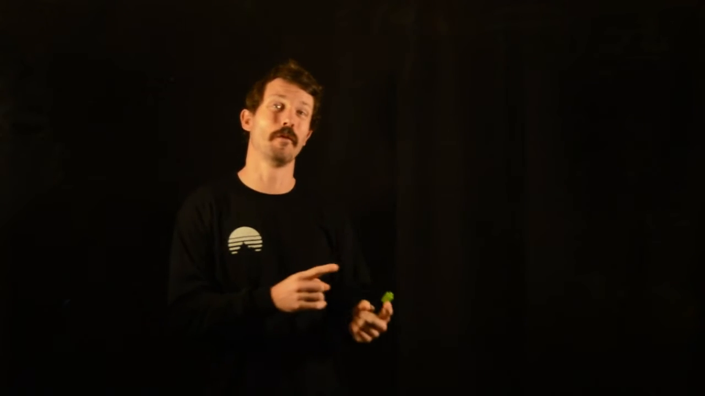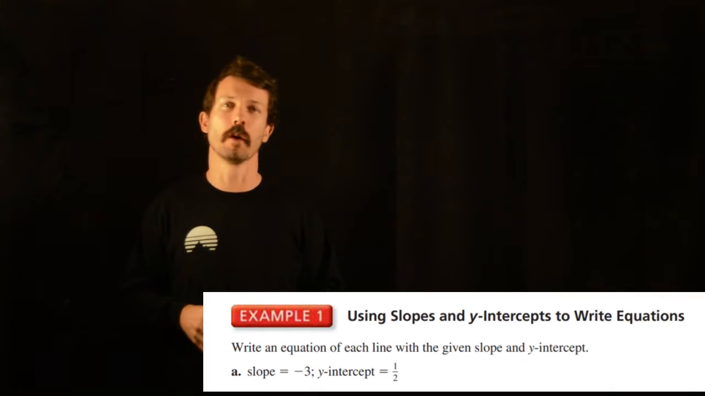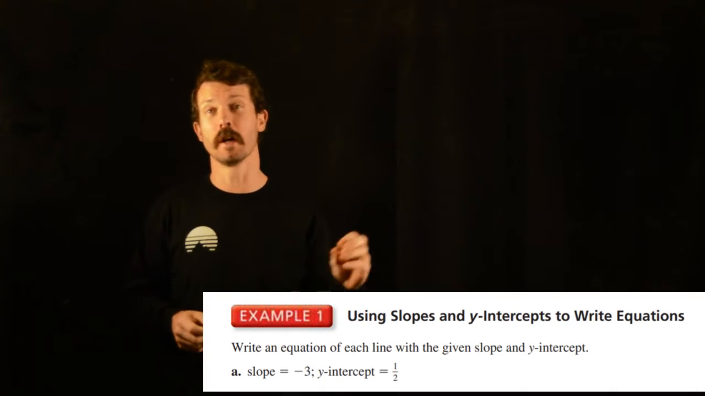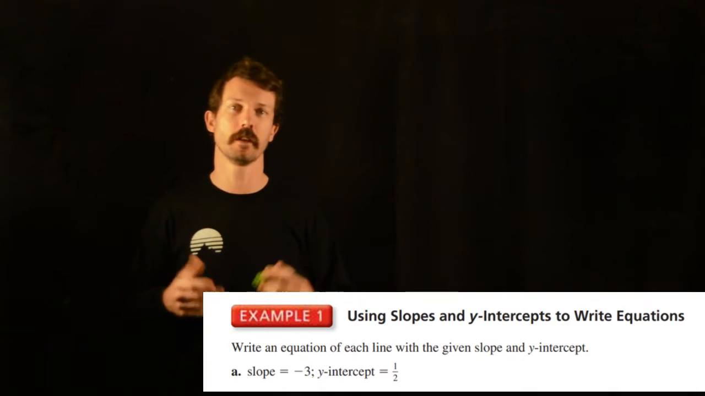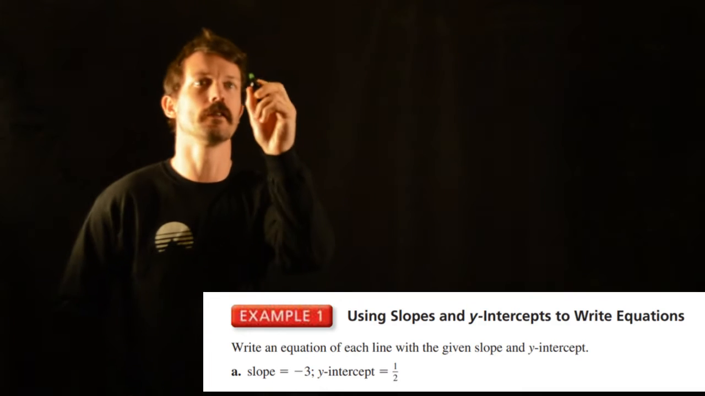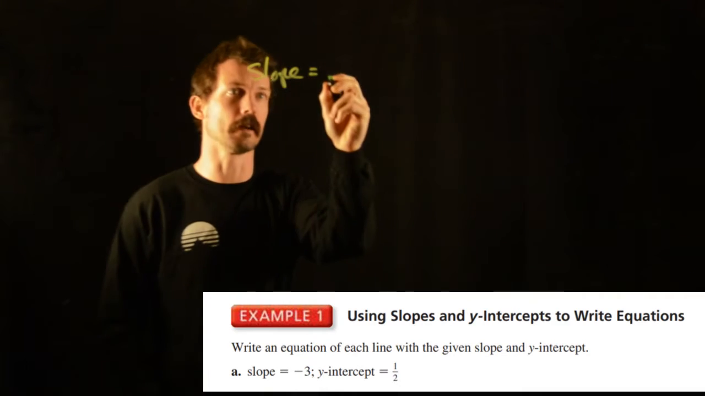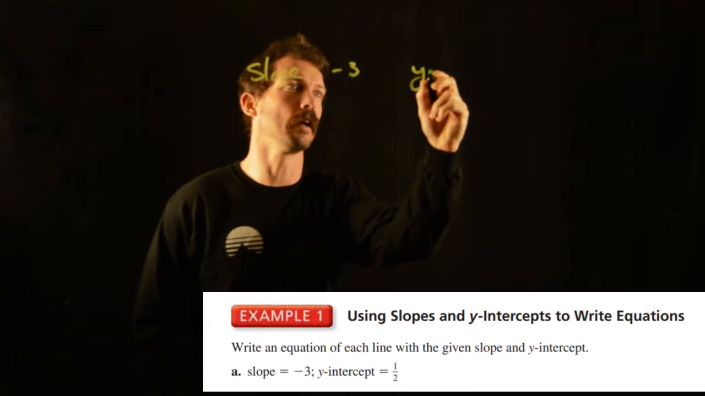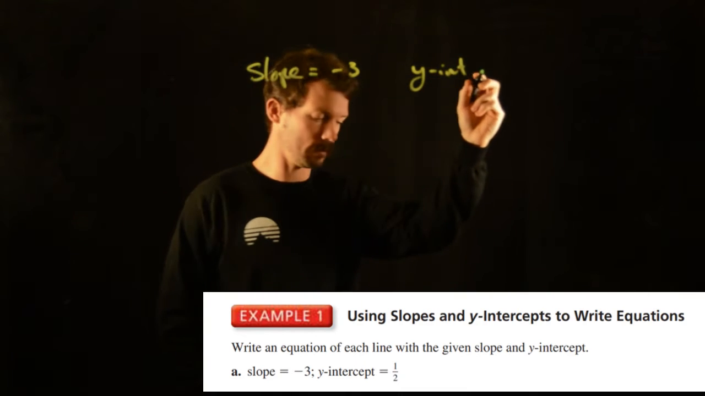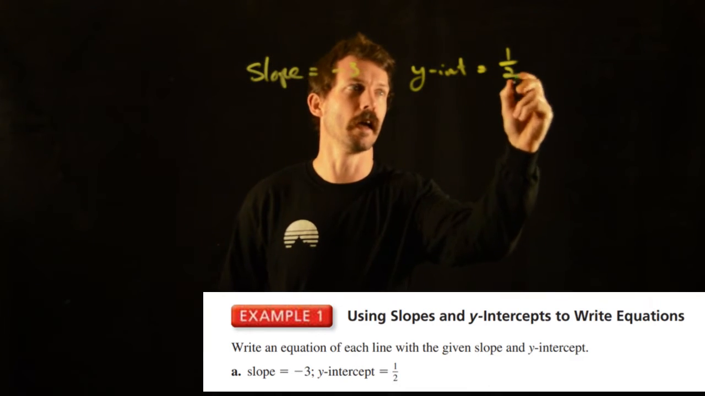Alright guys, so today what we're going to get into in this section is, before we were dealing with graphing in different forms. Now we're going to learn how to write in different forms. And what I mean by that is we're going to learn how to write an equation given a certain amount of things. So let's say if I gave you the slope. Let's say if I said the slope was equal to -3 and then the y-intercept was equal to 1/2.